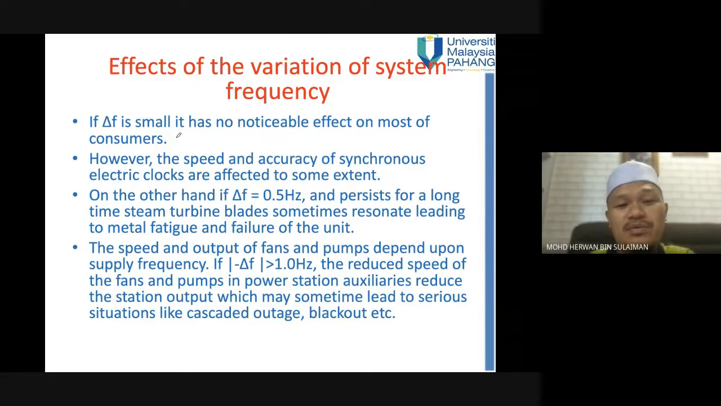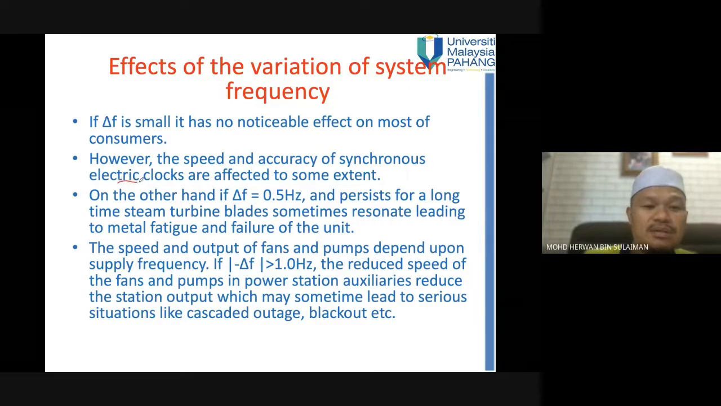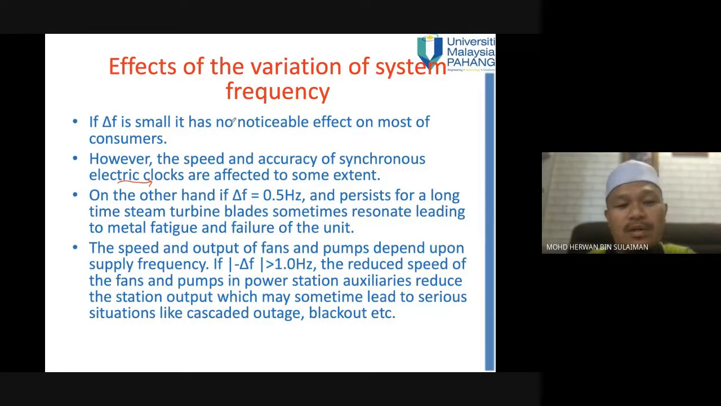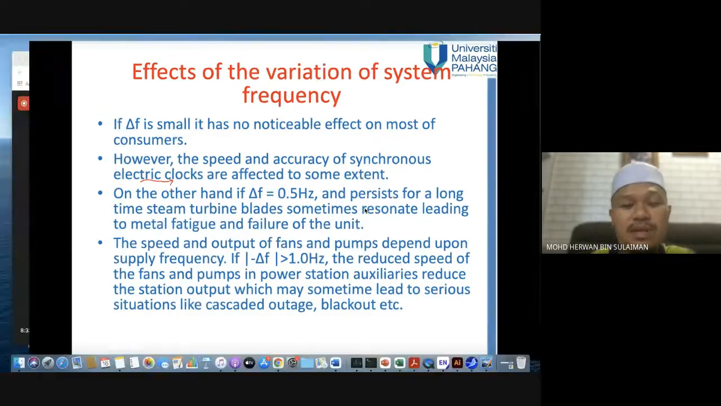However, the speed and accuracy of synchronous electric clocks are affected. Okay, so biasanya dia akan kacau pada electric clocks. Ni untuk equipment yang ada ni lah. So dia akan kacau plus minus berapa second, millisecond. Okay. On the other hand, if the deviation is 0.5 Hz and persists for a long time, steam turbine blades sometimes resonate, leading to metal fatigue. So dia boleh menyebabkan you punya sistem, you punya generator akan fail. So itu kelemahan dia lah.